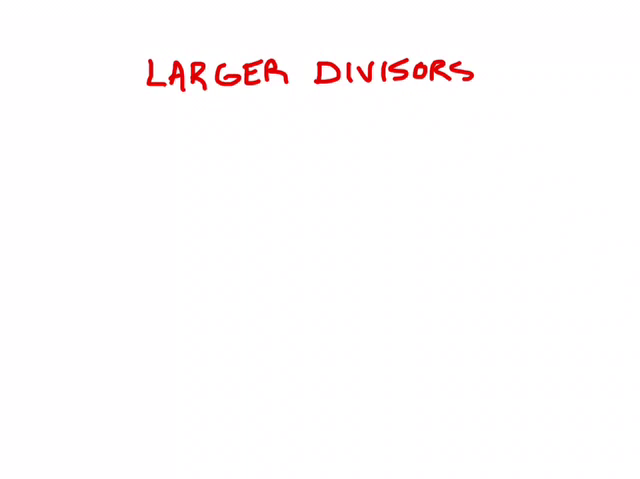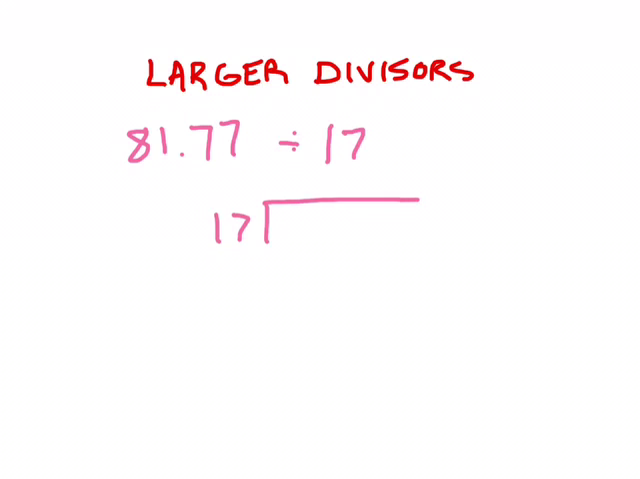The one area this may get a little bit more complicated is when we're dealing with divisors, the number we're dividing by, that are a little bit bigger, particularly 2-digit numbers, even 3-digit numbers. So let me give you another example. Let's say I'm doing 81 and 77 hundredths divided by 17. Again, I'd need to set that up correctly. So 17 on the outside of the box, 81 and 77 hundredths on the inside of the box.